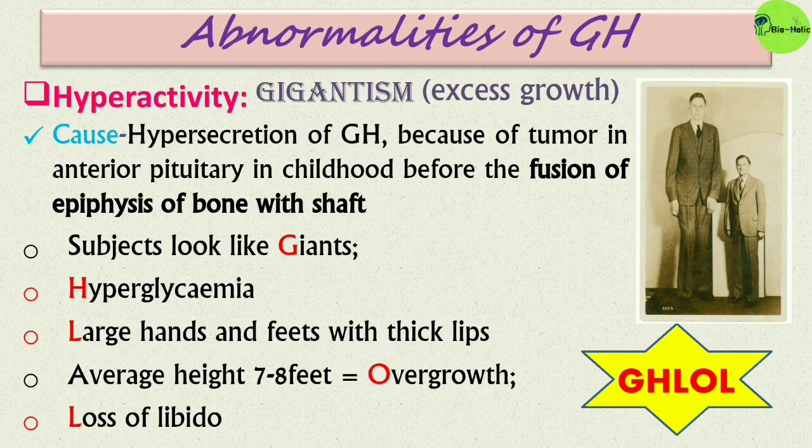Here the G stands for giants, H stands for hyperglycemia, L for large hand and feet, O for overgrowth, and L for loss of libido. Now I hope you have understood the trick, and by applying this trick you will never ever forget the symptoms of gigantism. Let's go to the next.